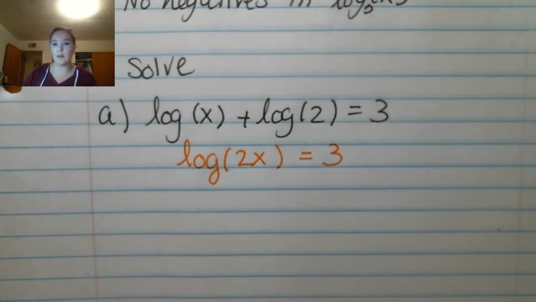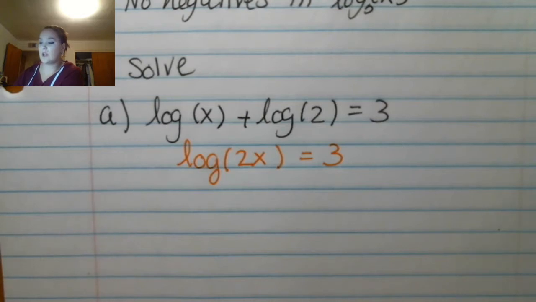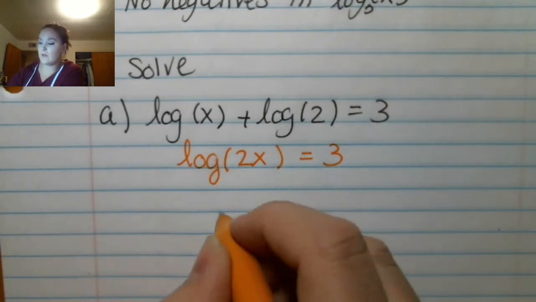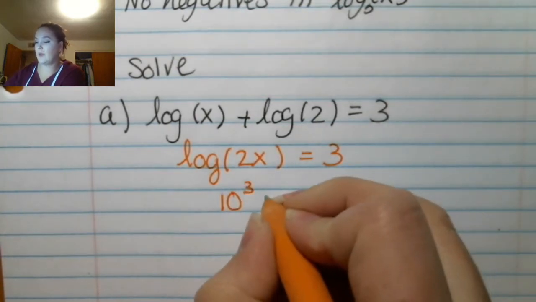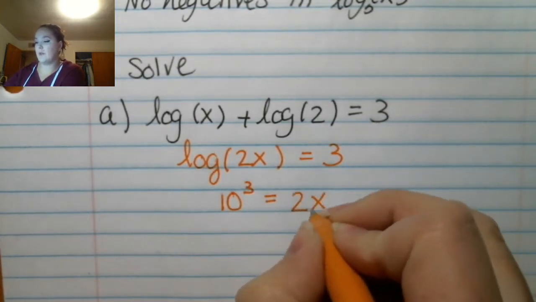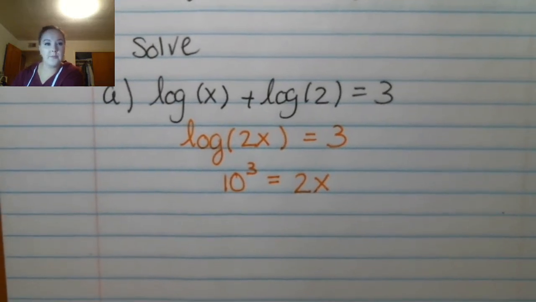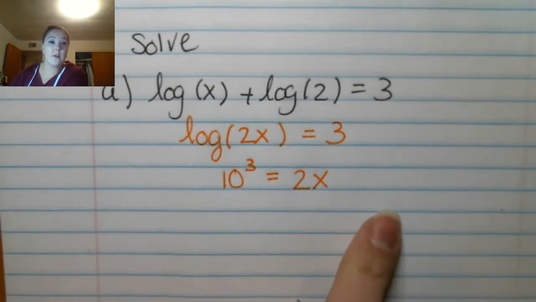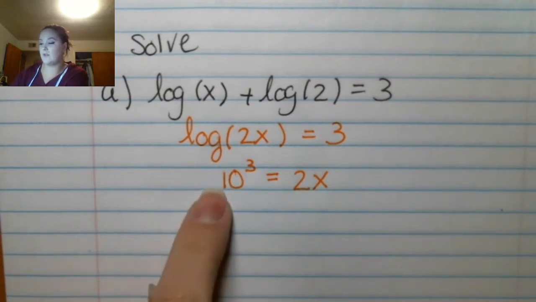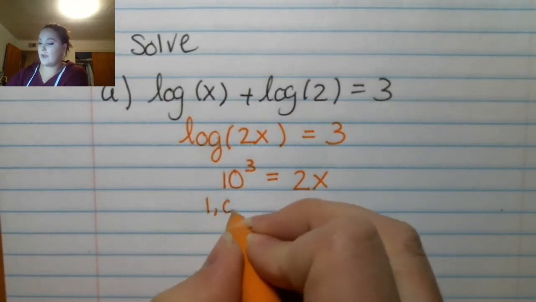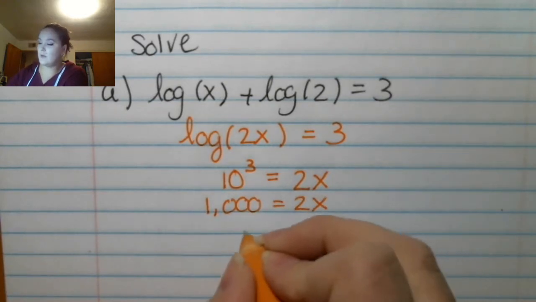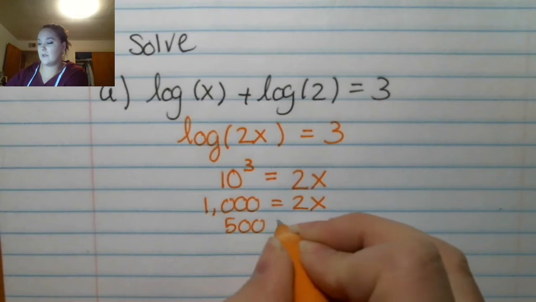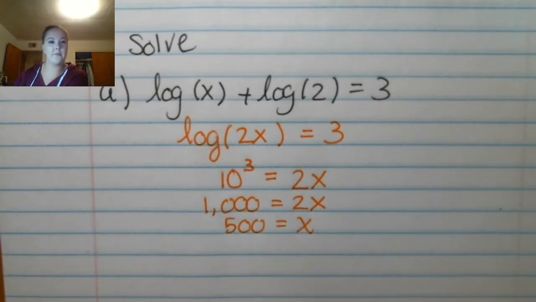We're going to isolate that log, which it's already isolated. And then we're going to change to exponential form. So the base of the log, which is 10, becomes the base of our exponent 3, and that's equal to 2x. Now this is no longer a log equation, and we can just go ahead and solve this normally. 10 cubed is 1,000. Divide both sides by 2, and we get x equals 500.